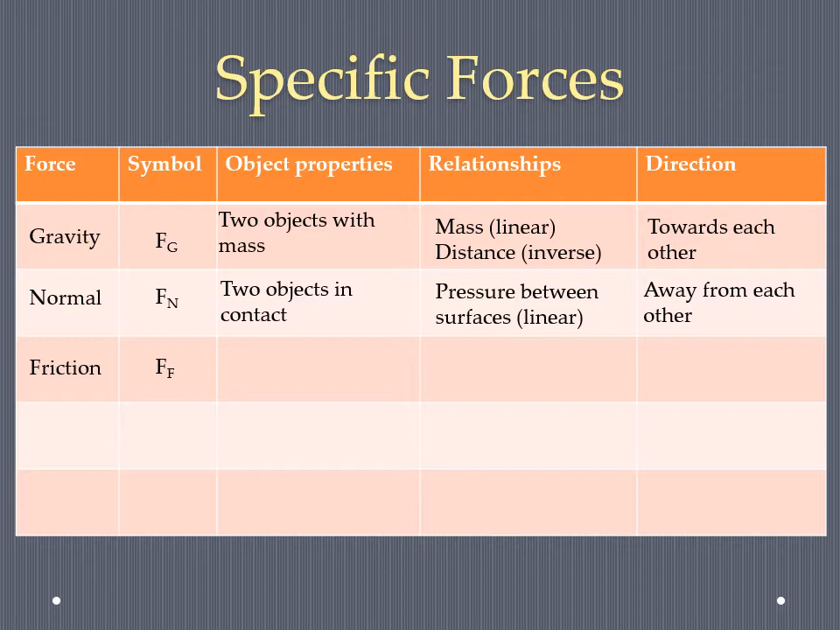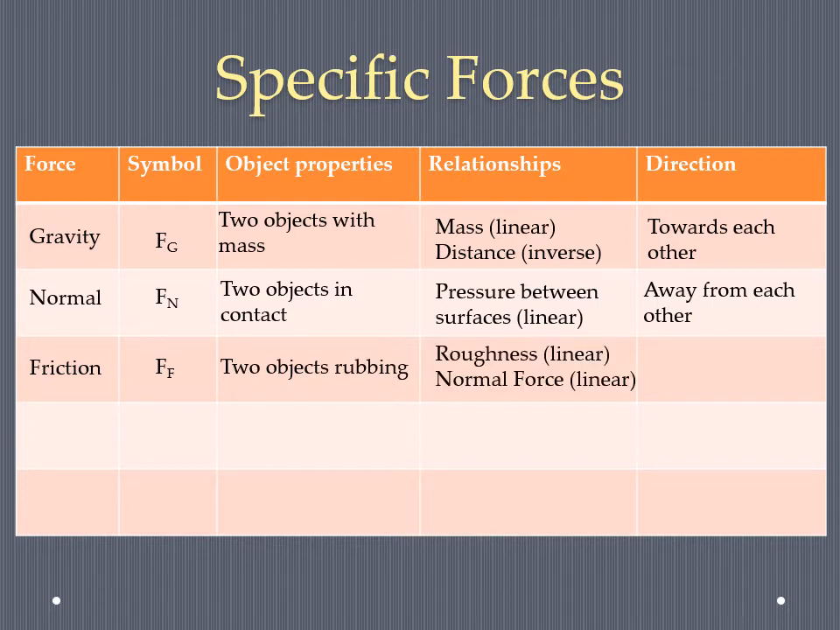The third force is friction, which is F sub F. And we've talked about friction a little bit already and how important it is in transforming energy. Friction is all around us, of course. Every time two objects rub against each other, they experience the force of friction. And the relationships that determine how much friction an object experiences are how rough the two materials are. That's a linear relationship. So the rougher the materials as they're rubbing, the more friction they have. And also the normal force, which we just learned about. So in other words, the harder the pressure is between the two objects, the more friction they experience.